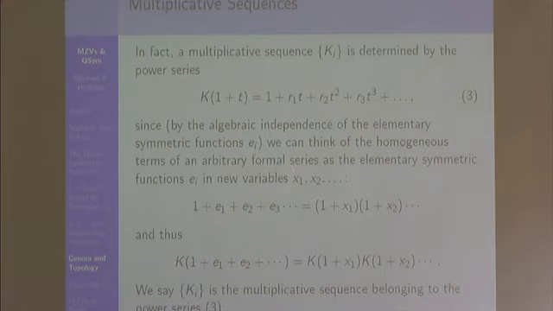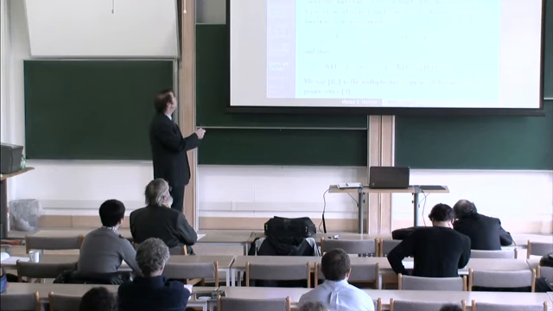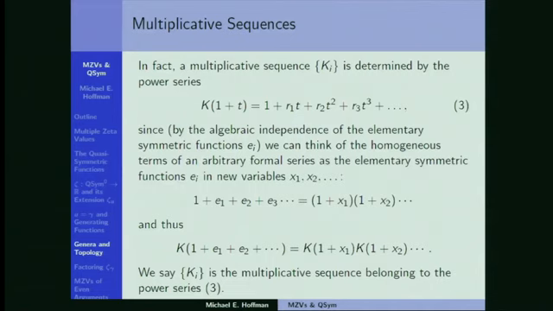one of these so-called multiplicative sequences by just this trick of taking the homogeneous terms and thinking of them as elementary symmetric functions in new variables, and then if you got the sum of all the elementary symmetric functions, you can just write it as a formal factorization here, which means if you know what this multiplicative sequence does to 1 plus t, you know what it does to everything. And this was all worked out by Hirzebruch in the 50s.